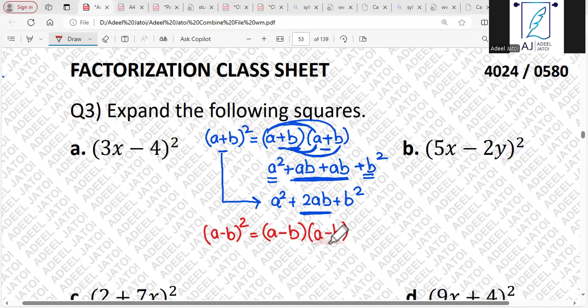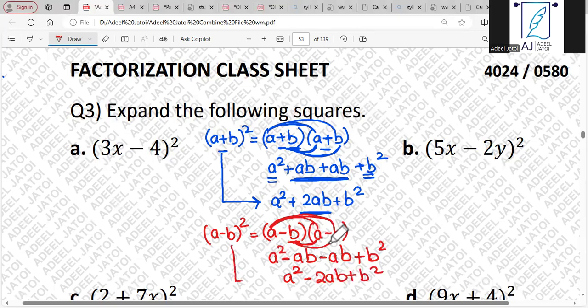But knowing the fact that when a is multiplied by a, you get what? a square. When a is multiplied with b, because it's a negative, this should be negative ab. Minus b multiplied by a should be minus ab again, and minus b multiplied by minus b is what? Plus b into b is b square. So this will turn down to a square minus 2ab plus b square.